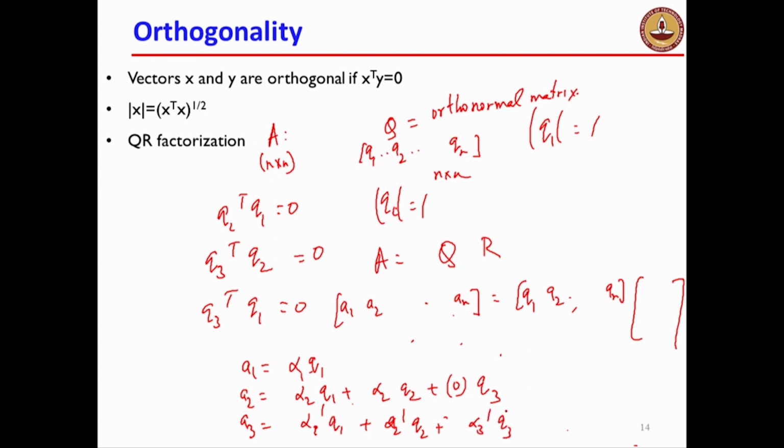Now, what is this matrix? This will be an upper triangular matrix, because all these entries will be zeros. What will go in my R matrix will in this case be A1 transpose Q1, and then 0. In the second column it is going to be A2 transpose Q1, A2 transpose Q2, and then 0. So R will be an upper triangular matrix.